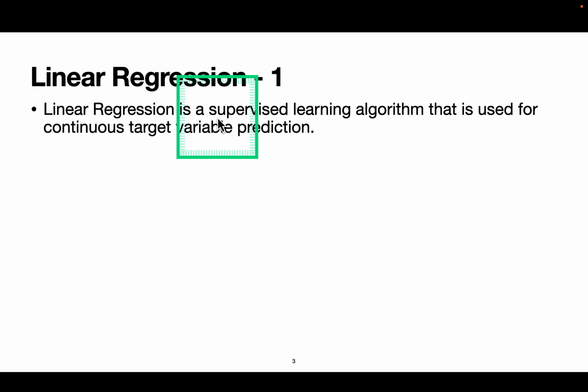Linear regression is a supervised learning algorithm that is used for continuous target variable prediction. It is trying to predict a continuous number, and that is the target. Just imagine some kind of continuous number. It could be the price of a certain item, or a value. So it's not a classification. It's not a yes or no, binary problem, or multi-class. It is a continuous number that we are trying to predict.